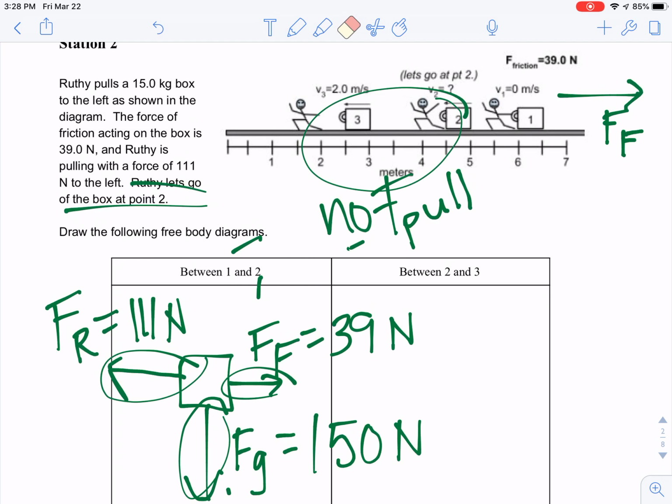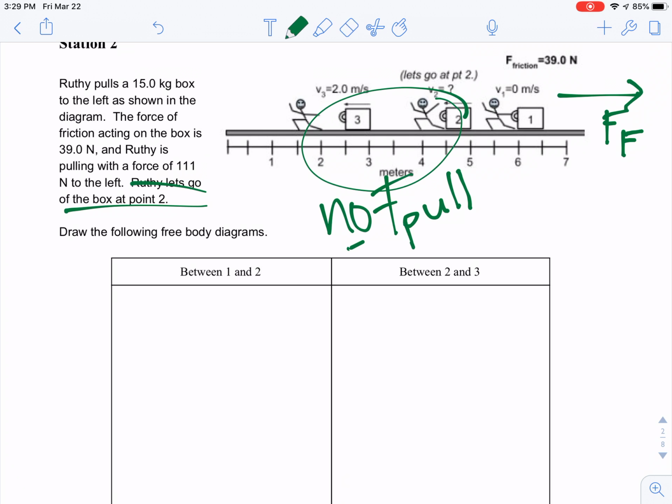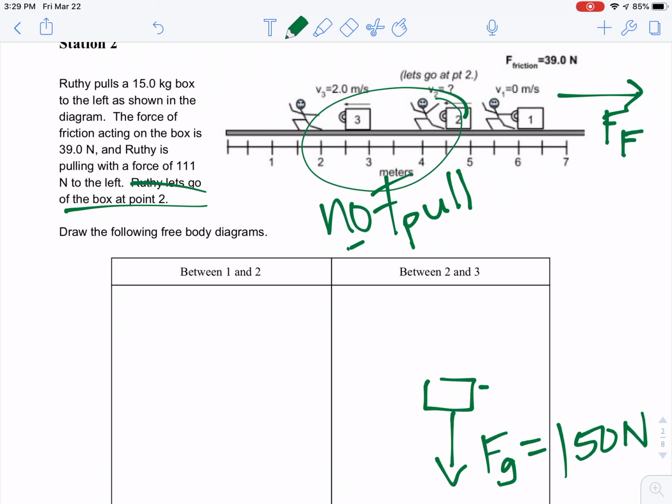All right. The next one should look pretty much the same, but the only thing that changed is that Ruthie let go of the box. So we still have a normal force supporting the box. We still have a force of gravity pulling it down, and we still have force of friction. We just don't have anything pulling that box anymore. So I'm going to copy down all of those.